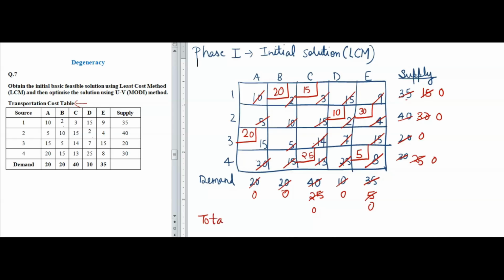Now for the total cost, you need to see the allocations and then write the values. You need to see where all the allocations are, like this B column. 20 into 2, 15 into 3, 20 into 15, 10 into 2, 30 into 4, 25 into 13, 5 into 8, like this. All allocations you need to multiply with the cost, and then you will get the total cost as rupees 890.